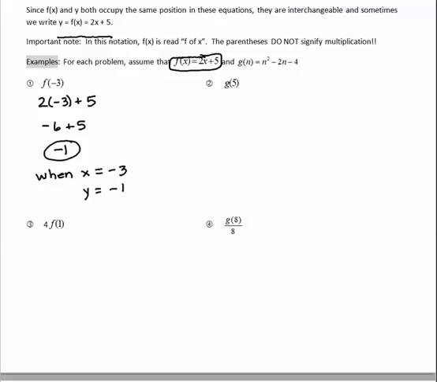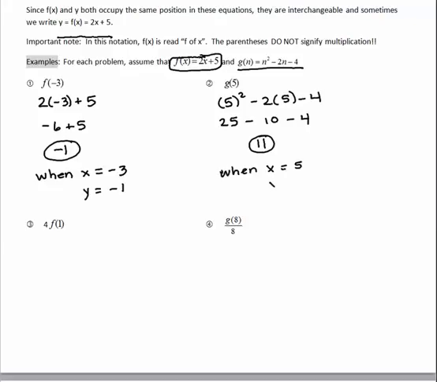Let's try that again. I want to do g of 5. I'm going to go to the g equation this time, and I'm going to replace the n's with 5's. So I would have 5 squared minus 2 times 5 minus 4. Doing the arithmetic, 25 minus 10 minus 4 gives me 11 for the function value. And again, what that's really telling me is when x equals 5, y equals 11.